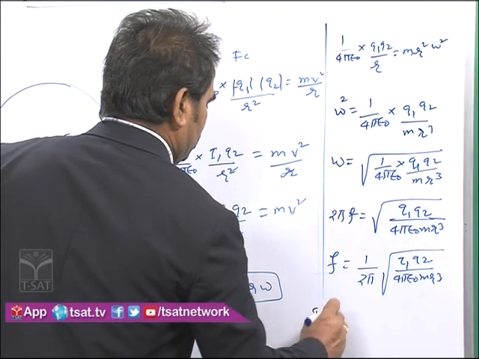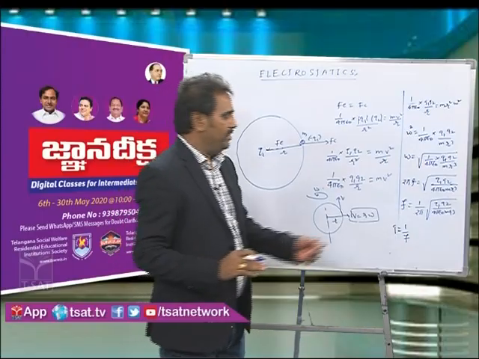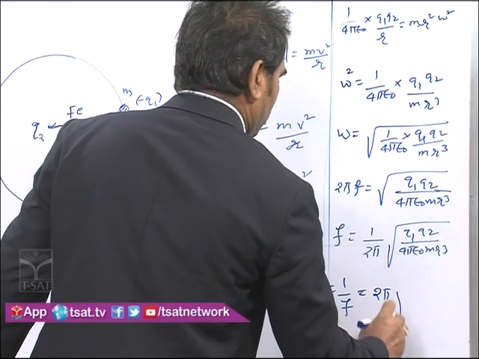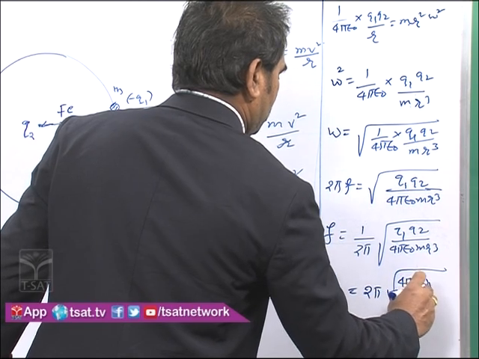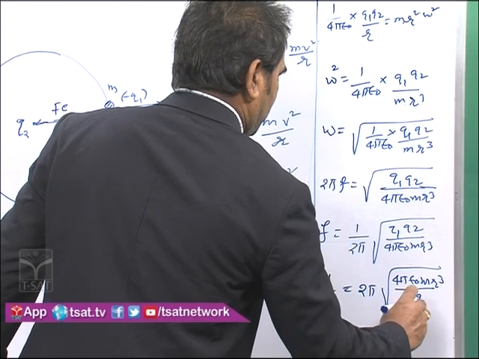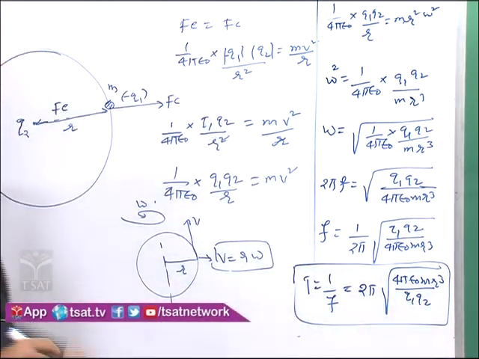T is equal to 1 by f. The reciprocal of the frequency is called the time period, that is T is equal to 1 by f, that is equal to 2 pi into root over 4 pi epsilon naught m r cube upon q1 into q2. So, this is the time period of the rotation of the particle. In the simplest form, I am also writing it like this.